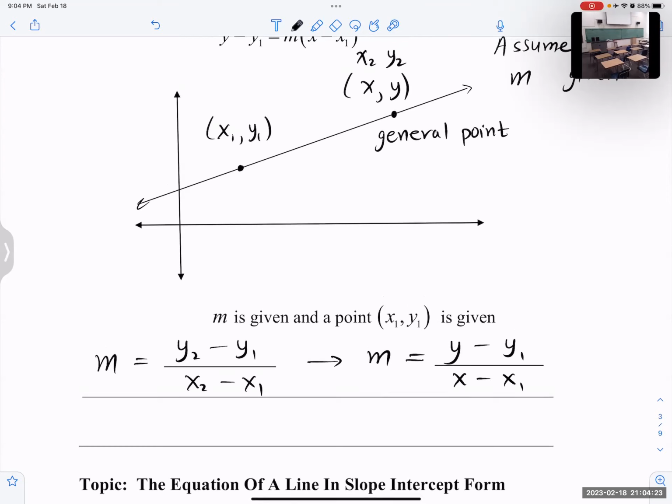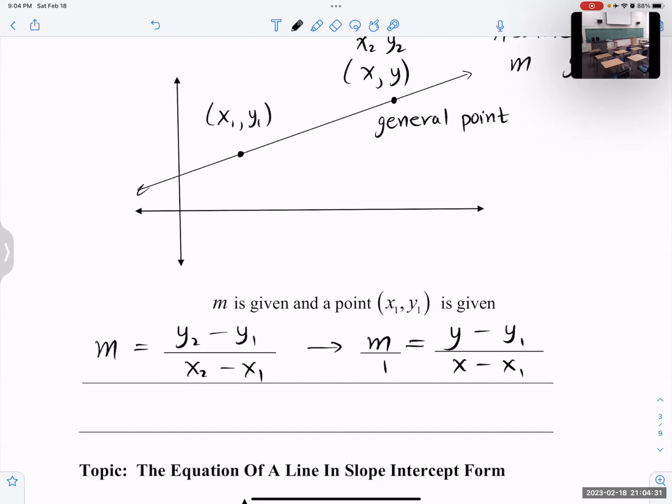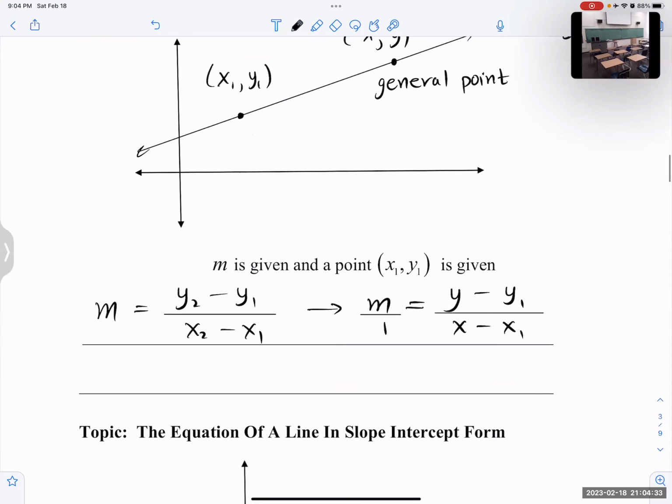So this equation is a proportion, which is two equal ratios. m is understood to be over 1. So we can apply the cross product rule and multiply diagonally. And we get y minus y1 times 1, which is just y minus y1, and then m times the denominator x minus x1. So that gives the equation of a line in point slope form.